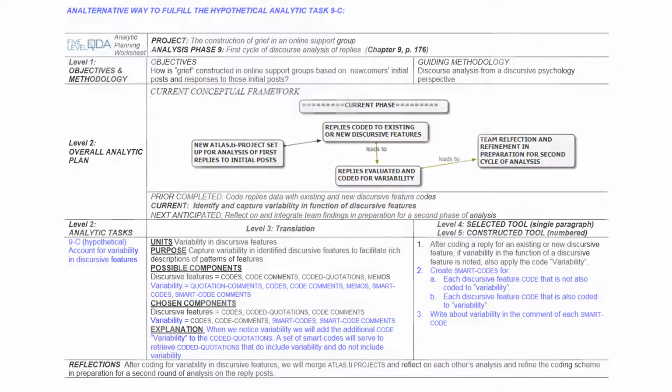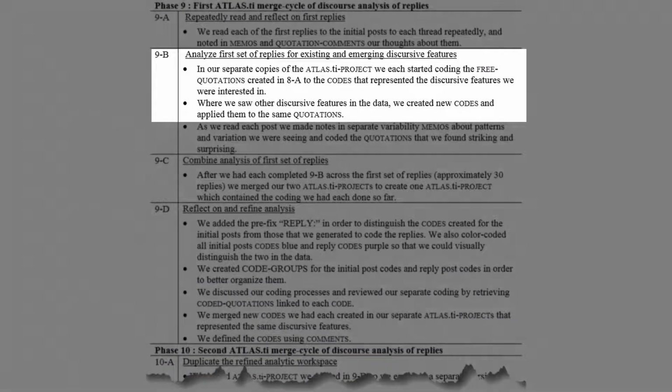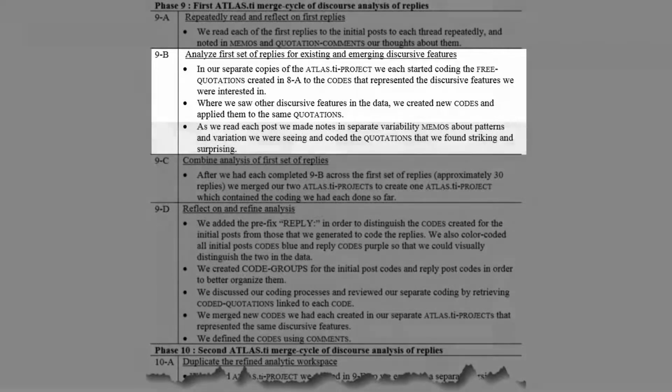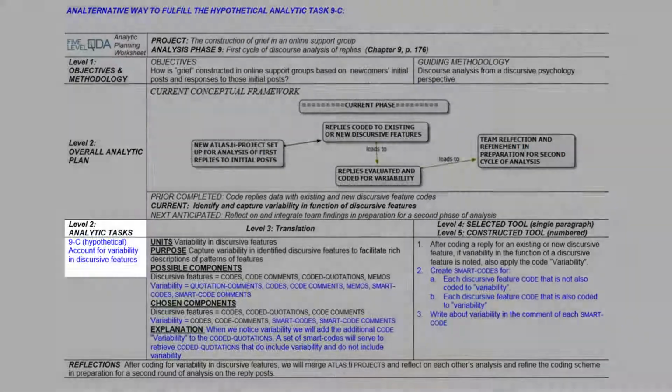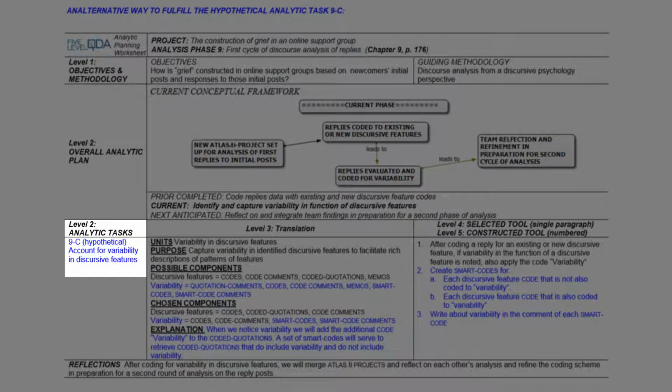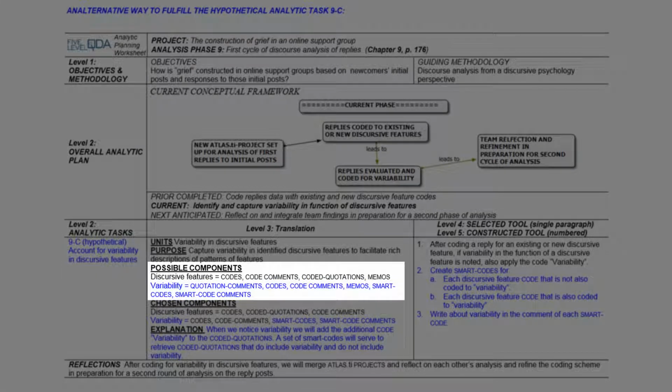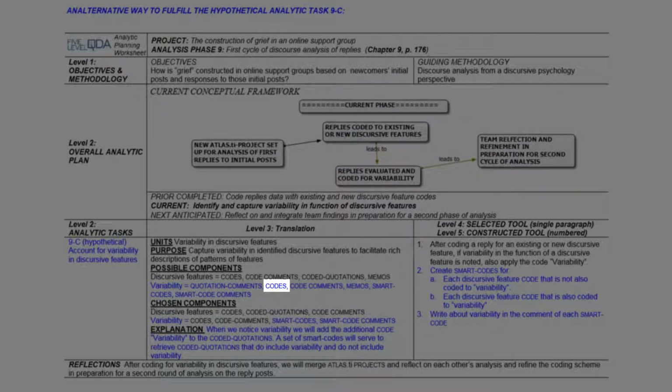There's no reason in this case to lump together the first part of the original analytic task 9b, which is analyzing the reply posts for existing and emerging discursive features, with the last part to evaluate and capture variability in those posts. Separating this into two analytic tasks frees up our thinking to consider alternative ways to account for variability, which is the last part of the task, and draws attention to the fact that there are more possible ways of accounting for variability than using the same tactic that was used for the first parts of the task, which was simply applying a code whenever a discursive feature was identified.